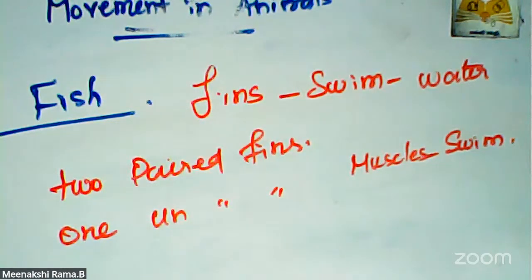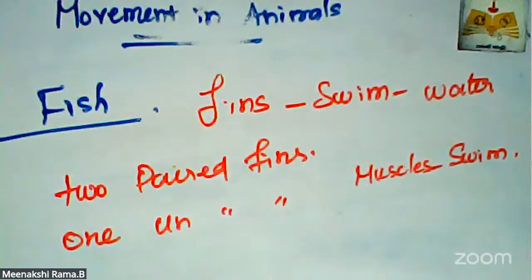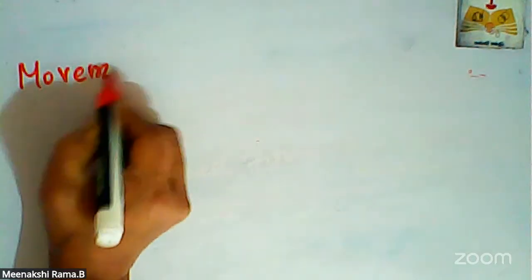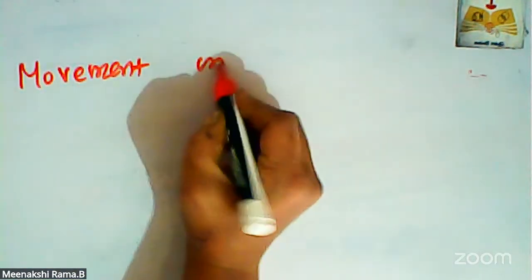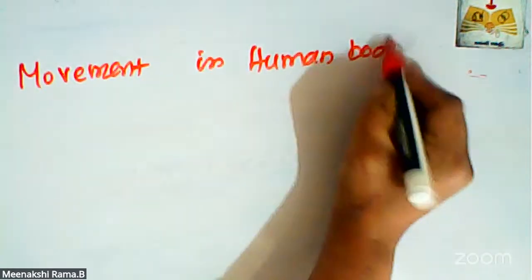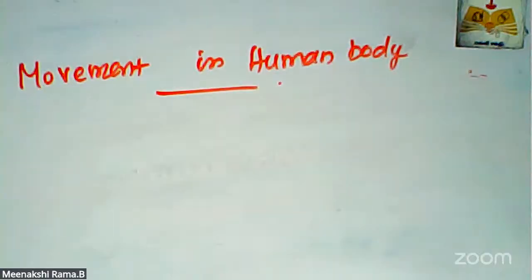Yes, these are all the details about movement in animals and then movement in the human body. There are different kinds of movements in our body also. Second heading is movement in human body. What movements are possible in our body? You know that. Each and every action is a movement in the human body.